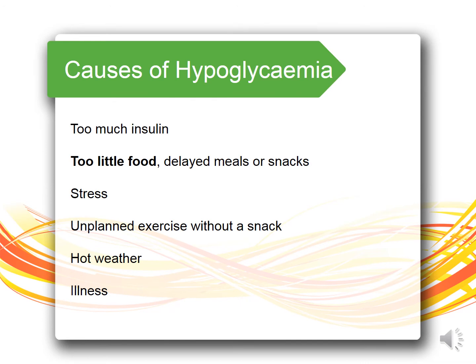The causes of hypoglycemia are too much insulin, too little food. For example, if the child hasn't eaten all of their food that we were expecting them to eat and they've had the insulin for it. Stress can cause a hypoglycemia. Unplanned exercise if they haven't had a snack. Hot weather, as you absorb the insulin much more easily during hot weather, and an illness such as a vomiting bug.